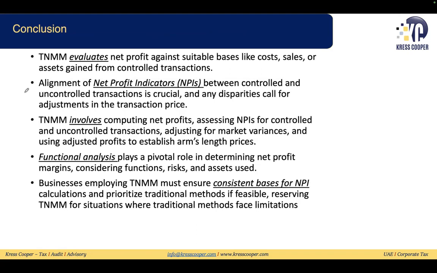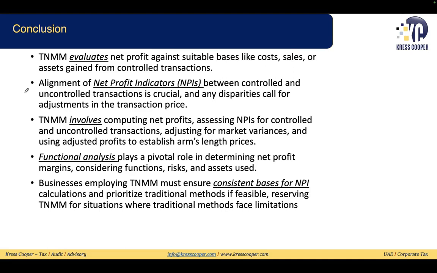Conclusion, simple: calculate the NPA of the controlled transaction, identify the comparable uncontrolled transaction through internal comparables or external comparables, then calculate the NPA of the uncontrolled transaction. Compare the NPA of the uncontrolled transaction with the NPA of the controlled transaction. If this is the same, it means your price is at arm's length. If this is not the same, you need to make an adjustment.